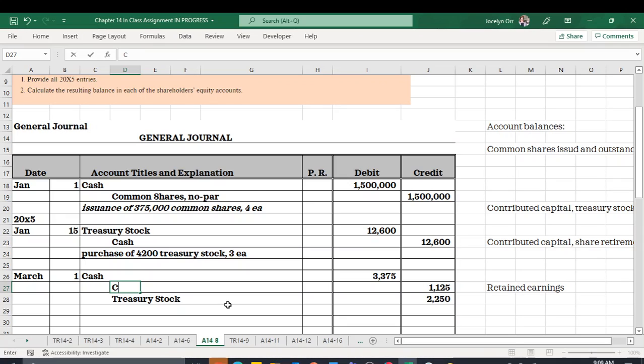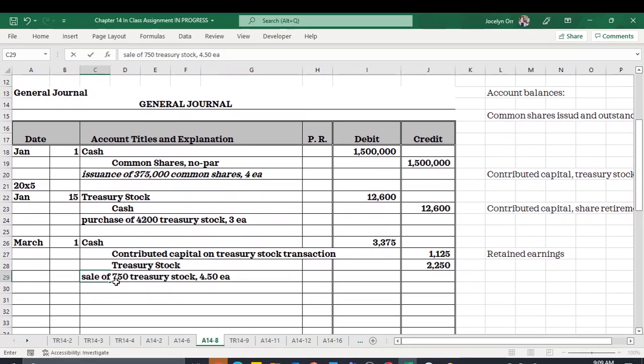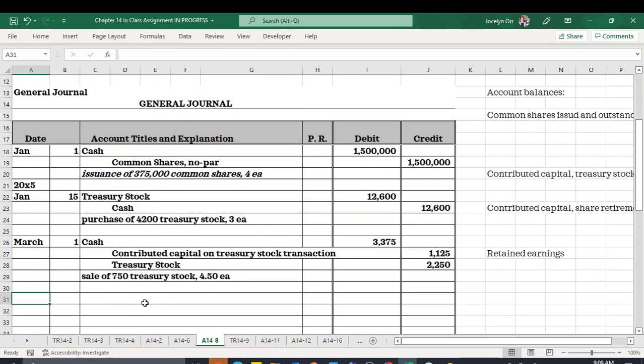When we are crediting, we use our contributed capital on our treasury stock transactions. And this was for the sale of 750 treasury stock, $4.50 each. On March the 15th, we purchased 500 shares of treasury stock at $1.42.